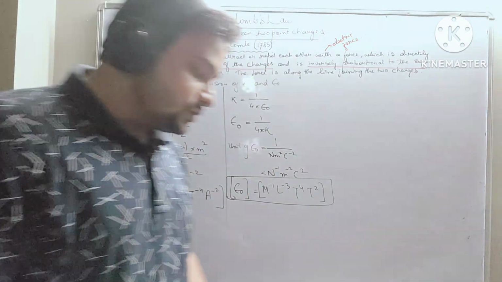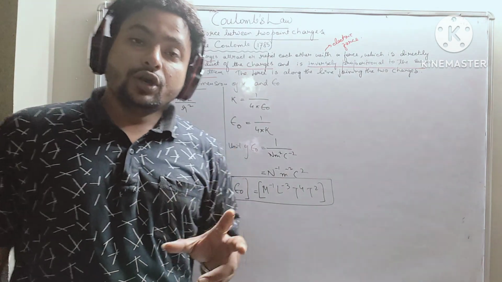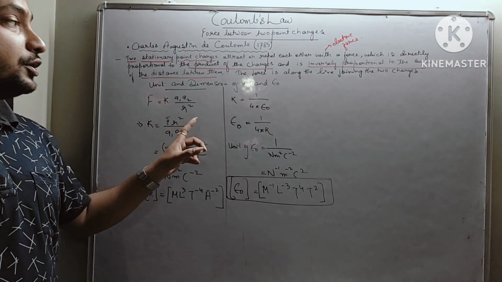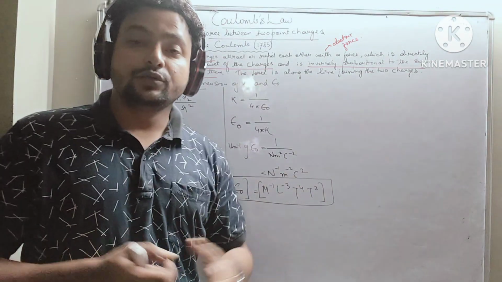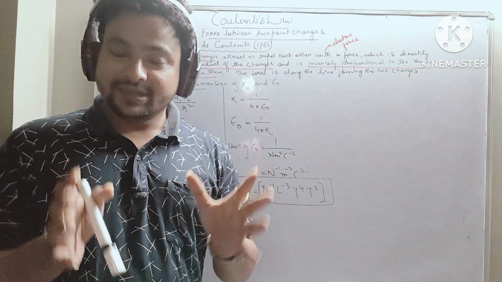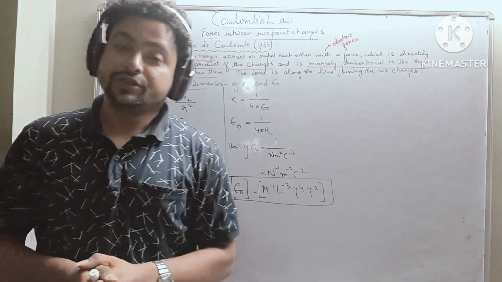So this was all about Coulomb's law. This law is basically for two stationary point charges: the two point charges are going to attract or repel each other with a force.